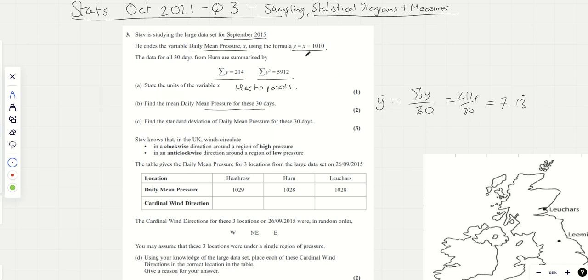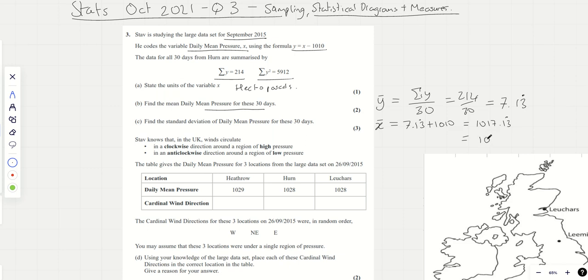At the end, you've got to apply the linear code. We need the mean for x, which will be y bar plus 1010. The mean's really well behaved when it comes to linear codes. You just apply the linear code unthinkingly. So x bar is going to be equal to 7.13 reoccurring plus 1010. And so that's 1017.13 reoccurring. But let's have it to three significant figures.